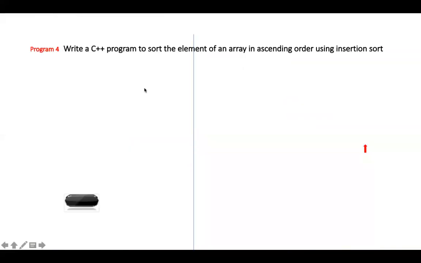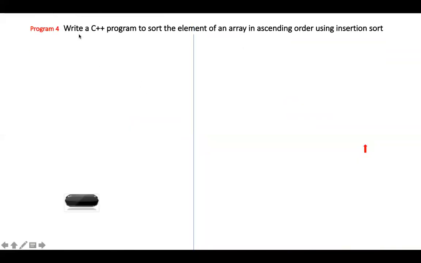So the next program we have is: write a C++ program to sort the elements of an array in ascending order using insertion sort. First we'll understand what the program is. Here we are sorting the elements of an array in ascending order using insertion sort.